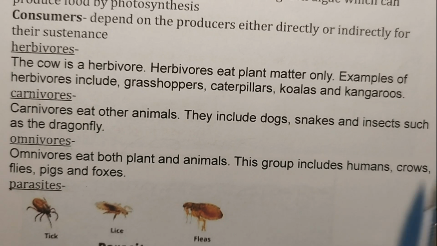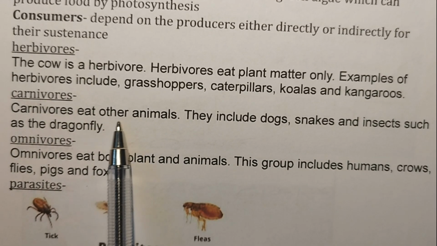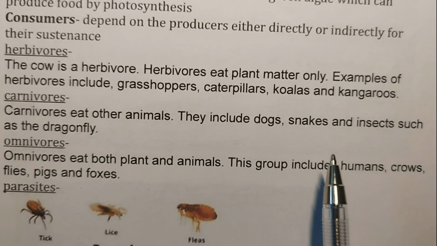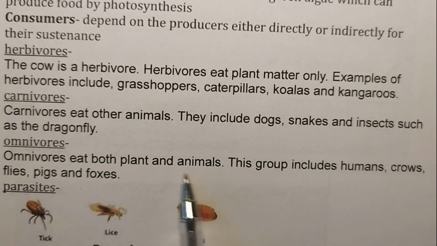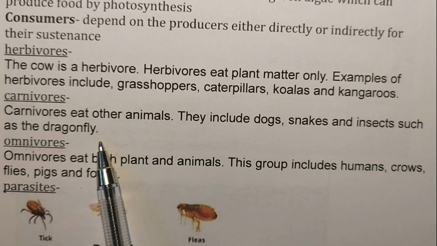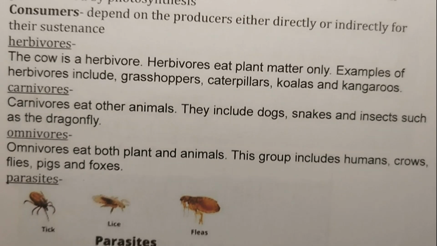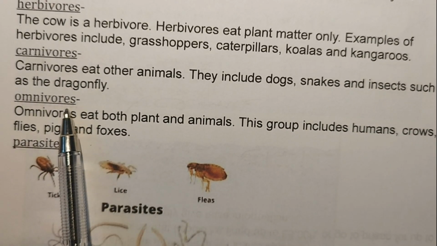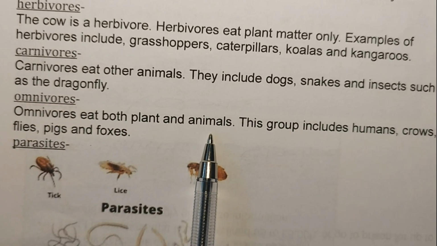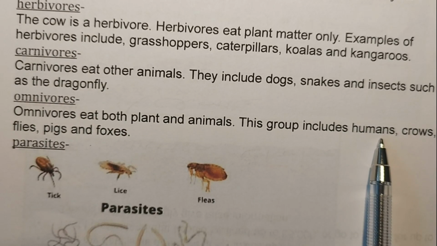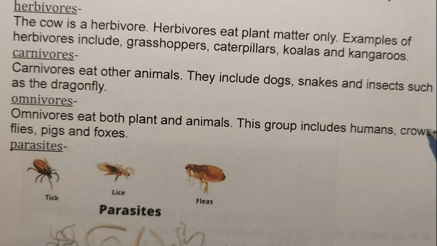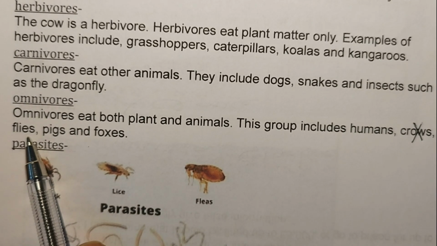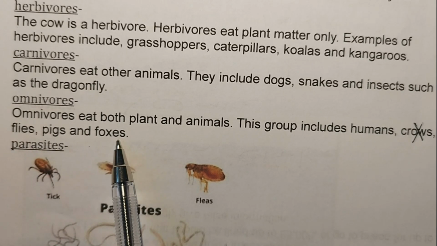The second group is carnivores. These eat other animals. They include dogs, snakes, insects such as dragonfly. Okay, so they eat animals. Third group is omnivores. They eat both plants and animals. This group includes us, human beings, cows. Sorry, I don't know why I have mentioned cow, because cow is a herbivore. Sorry about that. Flies, pigs, foxes.